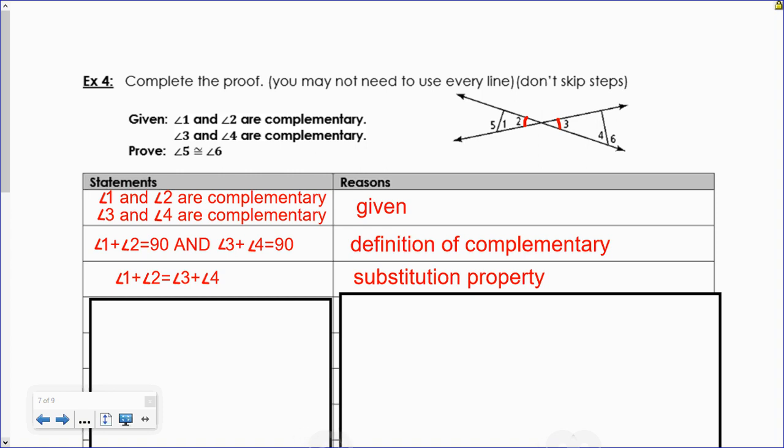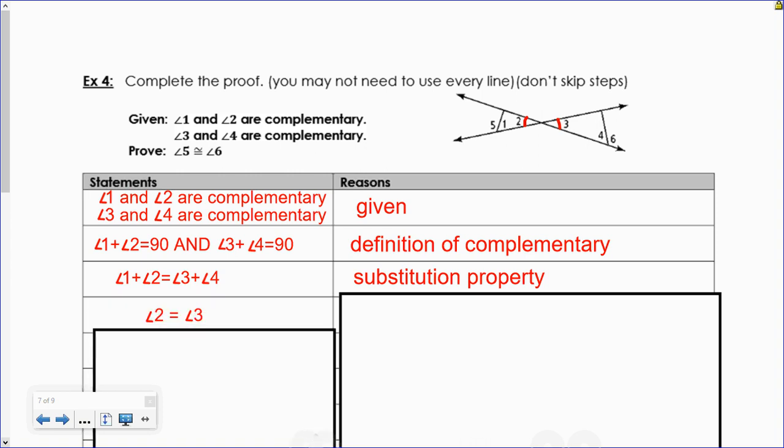Anything else I can do? No, from here you can't really do anything else. There's no substitutions you can do. There's no really subtraction or anything. We don't know anything more about this yet. So once you guys have exhausted your given, go back to the picture, see if there's anything new you can add. Is there anything else from the picture that I might be able to write down in this proof?